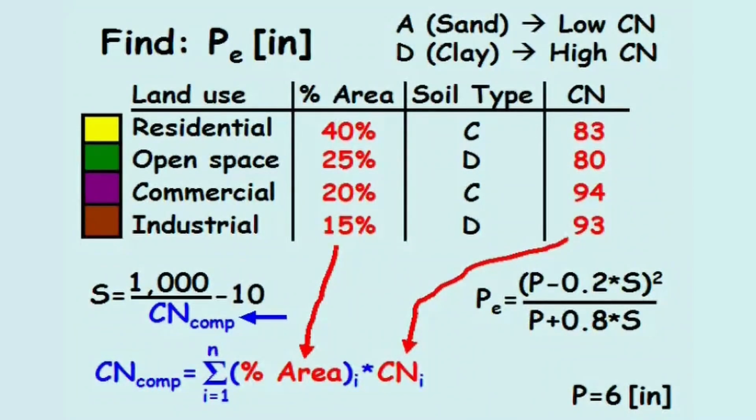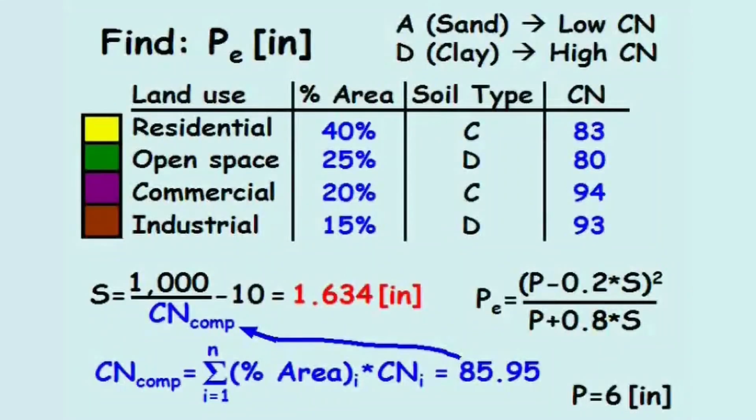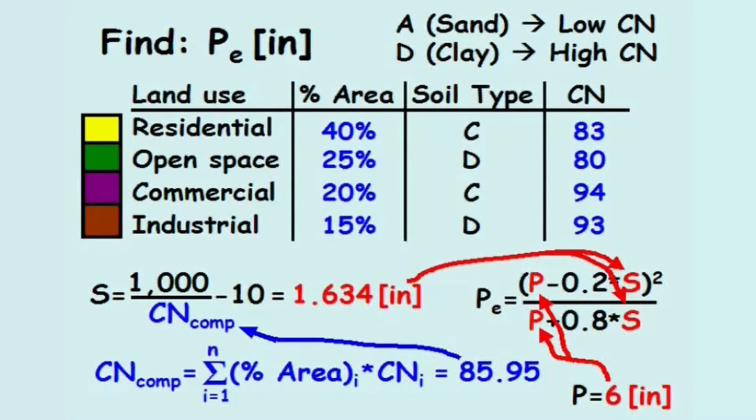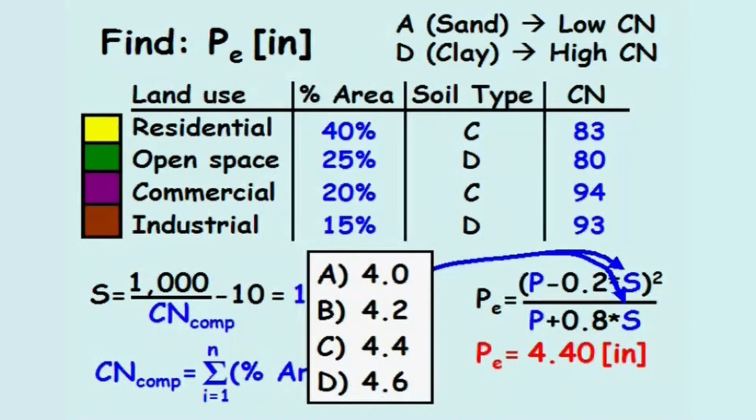Plugging in the values for percent area and the curve numbers, the composite curve number computes to 85.95. Substituting this value in, the maximum retention becomes 1.634 inches. Finally, the retention depth and the rainfall depth are substituted in for variables P and S, and the excess rainfall equals 4.40 inches. When reviewing the possible solutions, the answer is C.